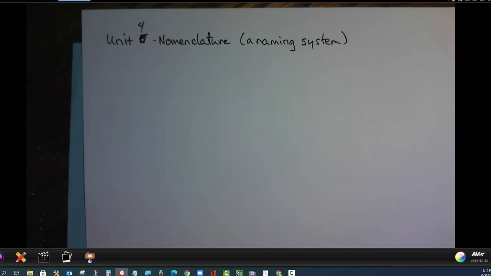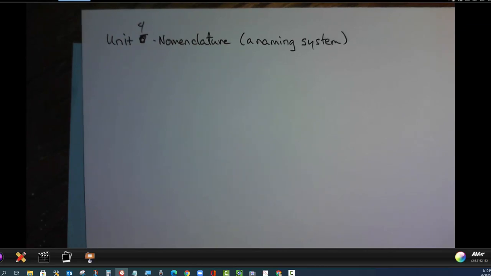What species are you? Homo sapien. There you go. That's part of a nomenclature system. But that's a biological naming system. We have a chemistry naming system here. And this nomenclature system is for naming compounds.